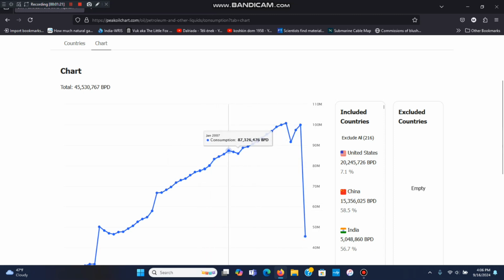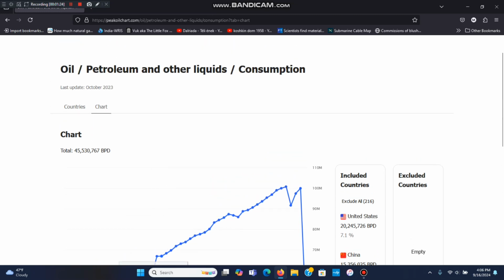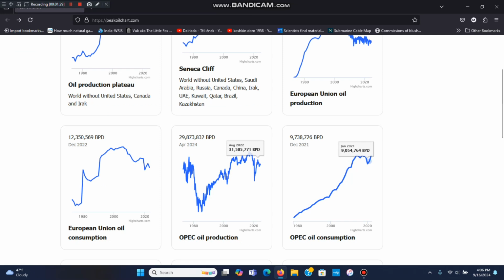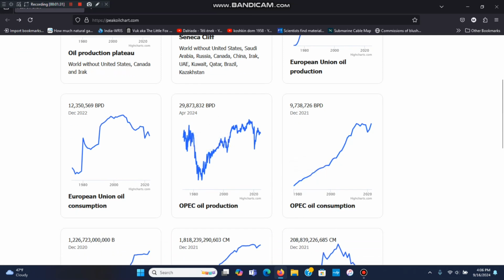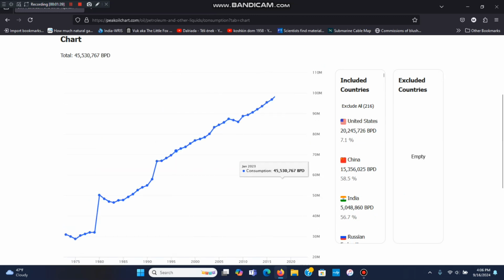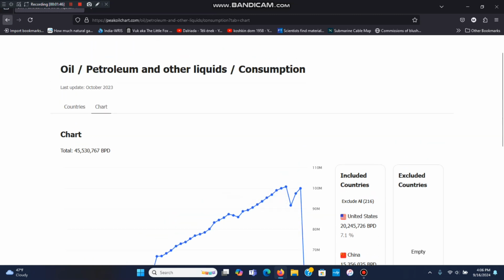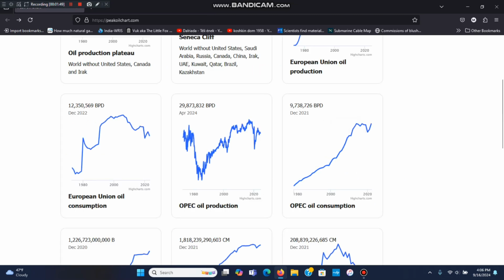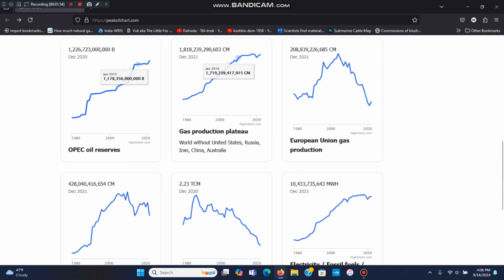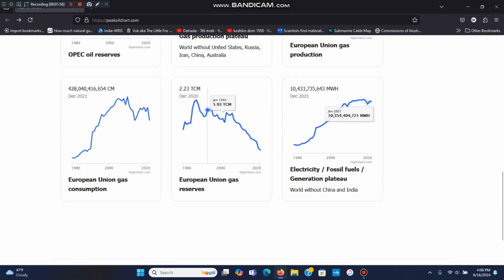So you can do stuff like that on the oil demand part, or oil consumption. To get to the oil consumption one, just go to any of the consumption ones like European Union oil consumption, and then just go back over here and click include all, and it will switch back to the full global one. From there, you can then exclude or include countries at your leisure. But it also has other things like oil production, OPEC oil production. You can exclude certain OPEC members, gas production, electricity, and everything.